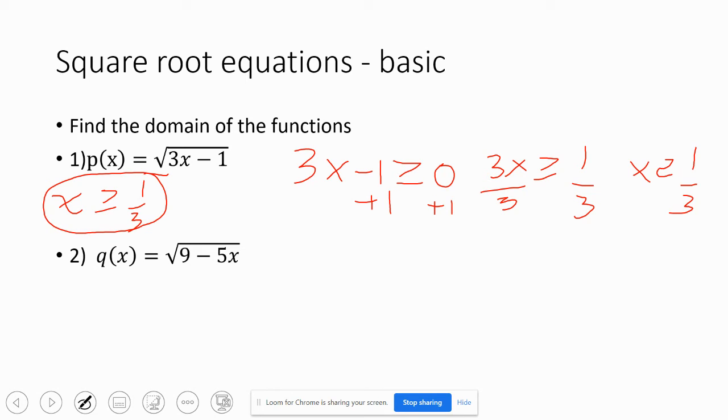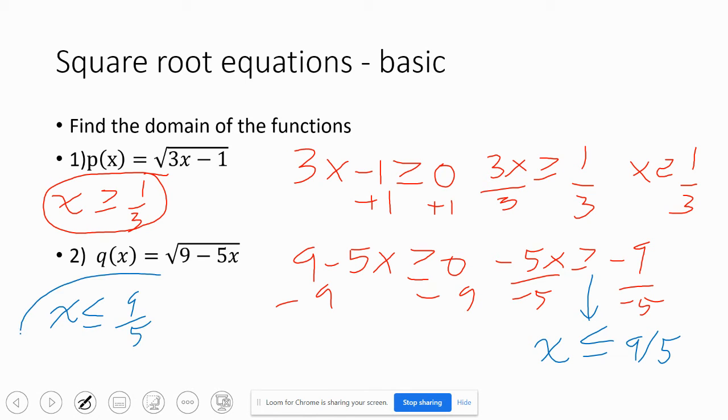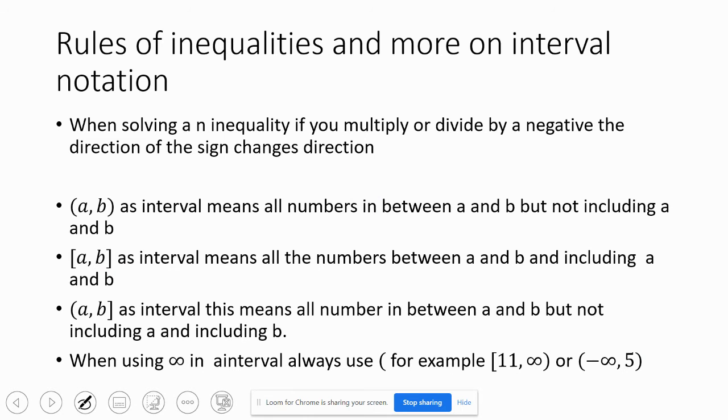Be careful. Sometimes when you solve your inequality, like 9 minus 5x greater than 0, and you subtract 9, in the next step, when you have -5x greater than -9, you will have to divide by a negative number, in this case, -5. Anytime you divide by a negative number, that changes the sign, so x has to be less than or equal to 9/5 in the second case. Let's go on to the next question.